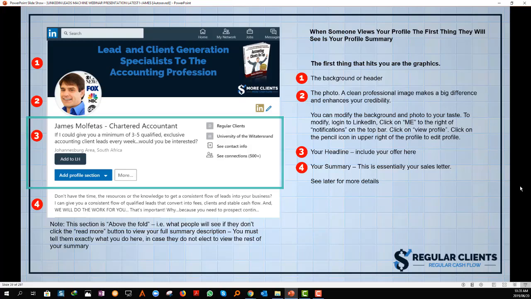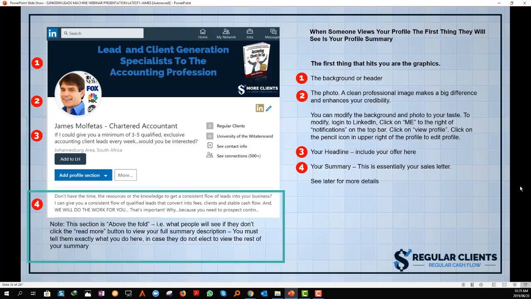Now we get into arguably the most important piece, and this is what we call your summary. And I'm going to show you what that looks like in just a minute. But that's the next piece. And your summary really is essentially a sales letter. So LinkedIn is actually set up in such a way, when you go through it and you follow their prompts, it looks like it should actually be a CV. But actually, that couldn't be further from the truth.